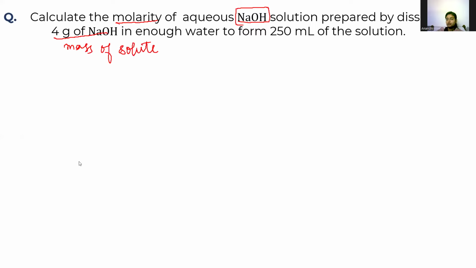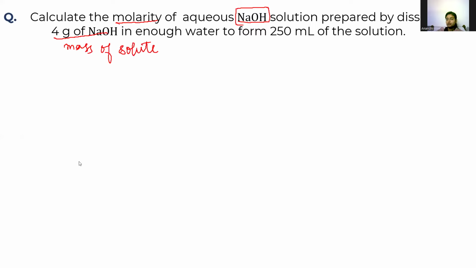Given mass is 4 gram. The molar mass of sodium hydroxide we can calculate. For sodium, I have given you the value. It is 23. And for oxygen, it is 16. And for hydrogen, it is 1. So if you add everything, you'll get 40. So 4 by 40 will give you 0.1 mole. So I'm having the number of moles in my hand now.